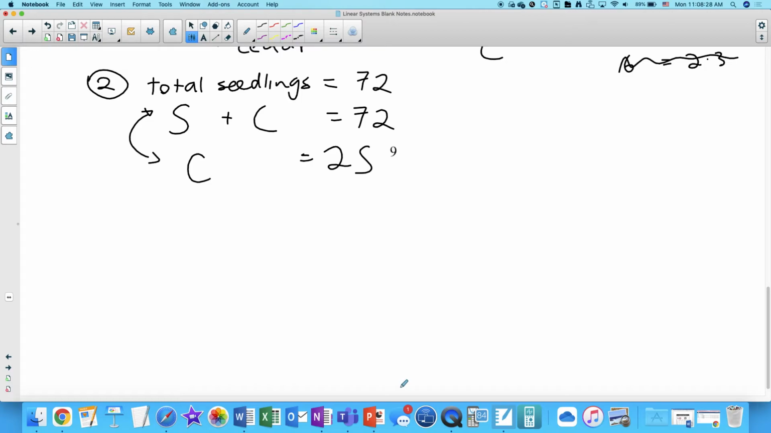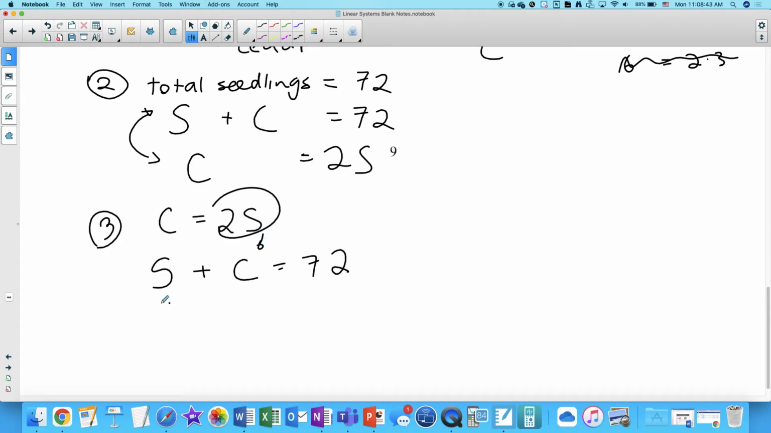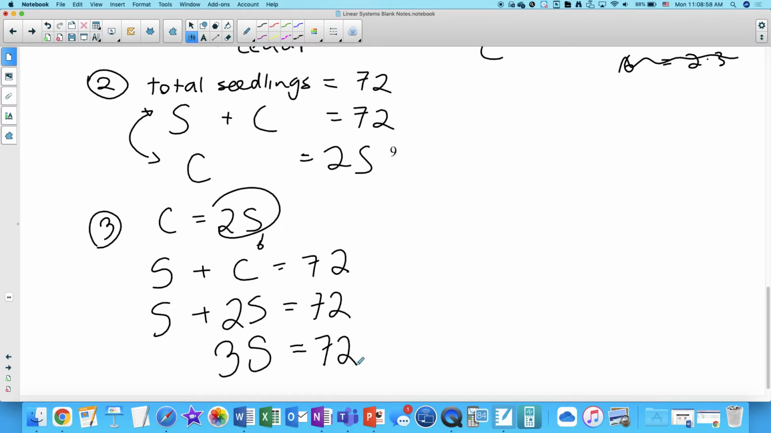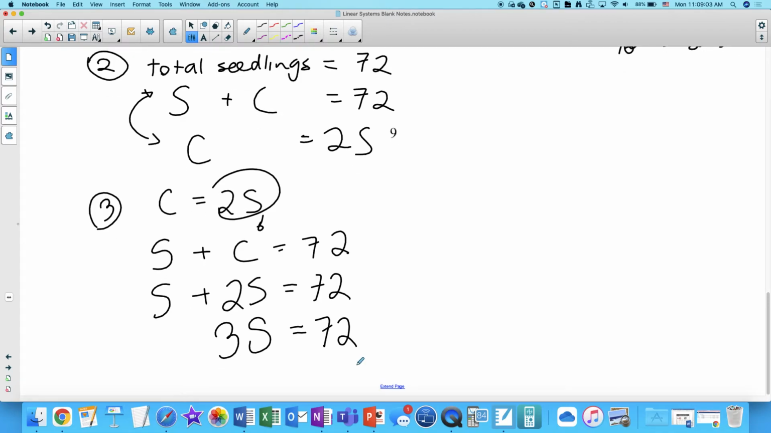Okay, so in my solving, I already have that c equals 2s. So I'm going to write down the other equation and then replace the c, right? So this will go here. And then we end up with 3s equals 72. And so when we divide by 3, s is 18, I believe.